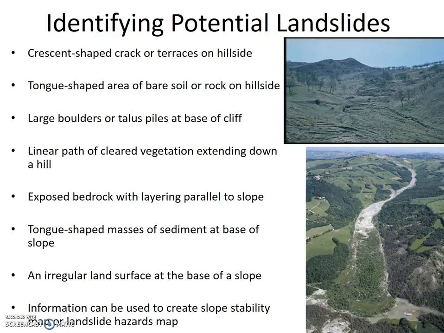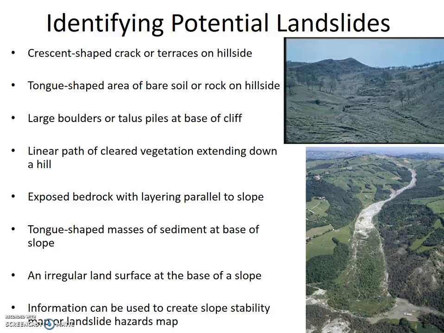Identifying potential landslides can be tricky, but here are some dead giveaways. Crescent-shaped cracks or terraces on a hillside. Think of slump scarps. Tongue-shaped area of bare soil or rock on hillside. Large boulders or talus piles at the base of a cliff. Obviously a rockfall. Linear path of cleared vegetation extending down a hill.